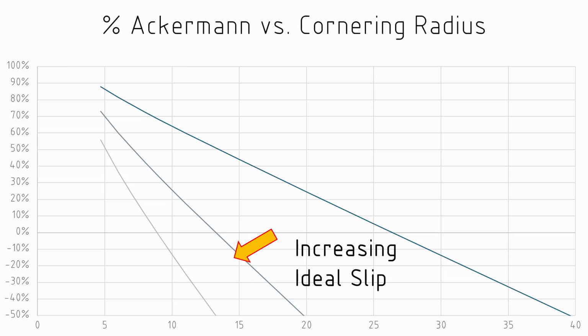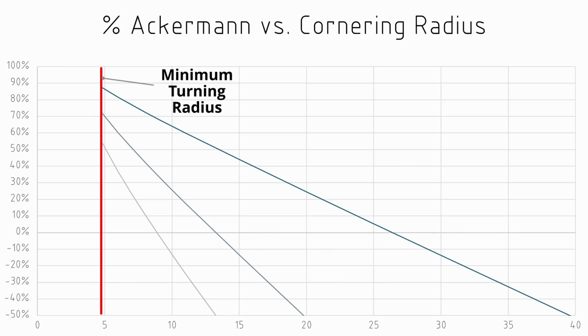Now, if we go back earlier, we see that there were 3 cases that we were concerned with. One was the slow turning radius. In that particular case, we are not going to want much slip on the car at all. We're not going to get slip. So in that particular case, we're likely to want 100% Ackermann.